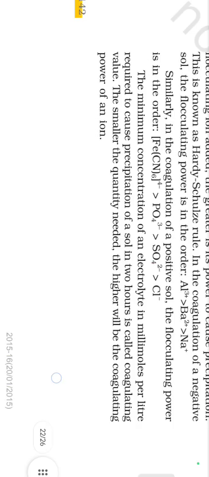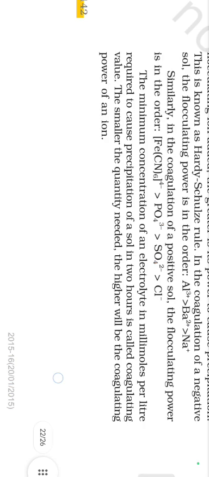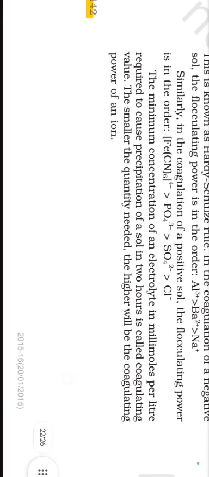In the coagulation of a negative sol, the flocculating power is in the order Al3+ > Ba2+ > Na+.